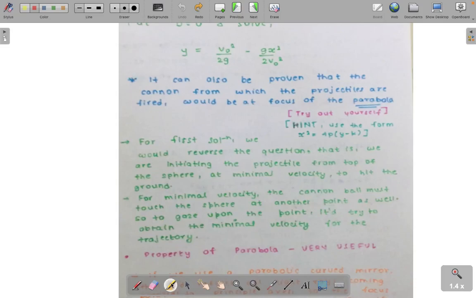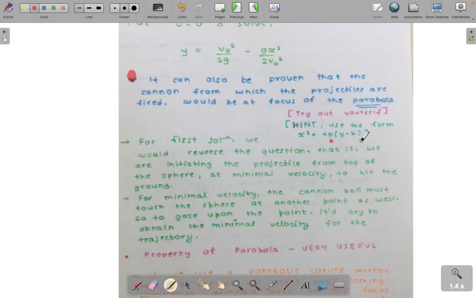This is a very important condition for solving this question, and I would not prove this right now because it would increase the length of this video very much. So it is recommended that you try it out yourself, or instead just believe me that this exists. And the hint, if you try it out yourself, is to represent this equation in the form of x square is equal to 4p (y minus k).